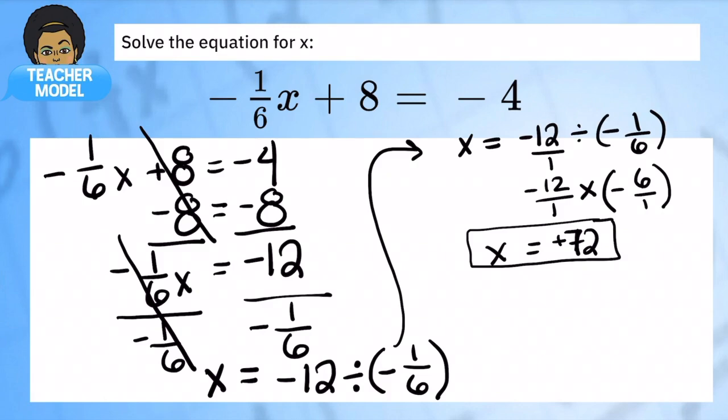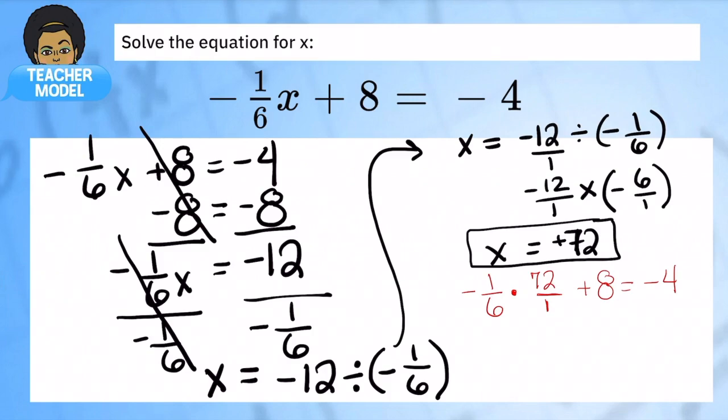Okay, that was a ton of work. Let's actually check to make sure that this is true. I'm going to use a smaller pen just for space. And we're going to, again, write the original equation, but we're going to substitute 72 for x. So negative 1/6 times 72. Let's put 72 over 1 just to make it easier to multiply. Plus 8 is equal to negative 4. Tons of work here. Thanks for pushing through on this.